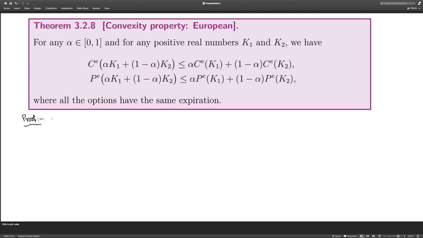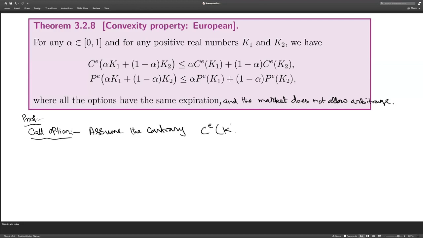Let us first take the call option case. We prove again as usual using the no arbitrage assumption. Of course, this theorem holds under the assumption that the market obeys the no arbitrage principle. So let us assume the contrary: CE of K is strictly greater than alpha CE of K1 plus 1 minus alpha CE of K2, where this quantity is just for notational convenience. We will take this quantity as K.